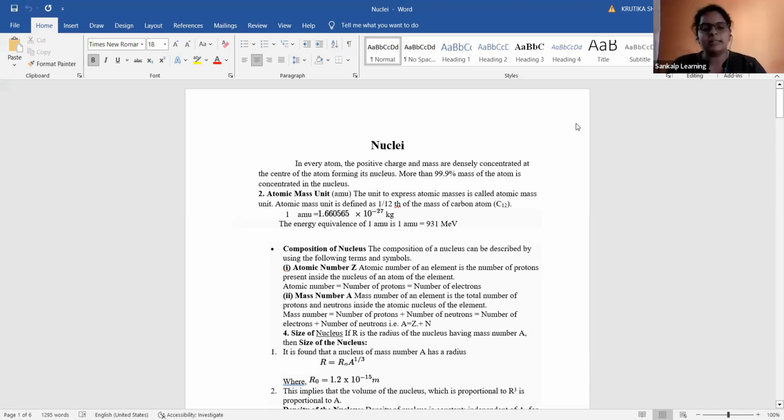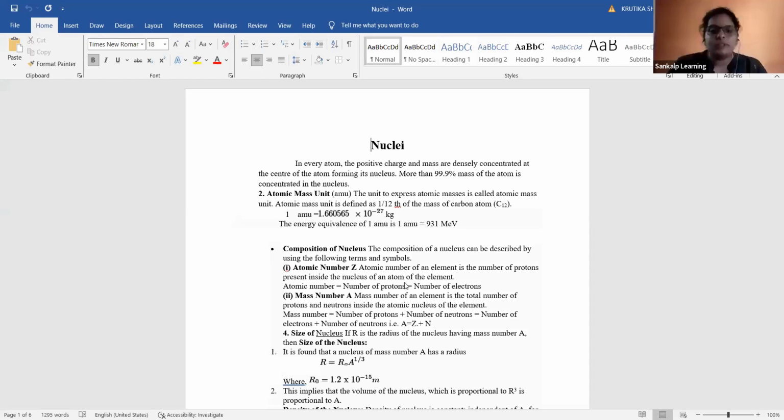Okay. So what do you mean by nucleons? It is nothing but the protons and neutrons together. It is called as what? Nucleons anta heltare. Here we have some of the definitions, like what do you mean by atomic number, what do you mean by mass number. Let us see. Atomic number is nothing but the number of protons present inside the nucleus of an atom of the element.